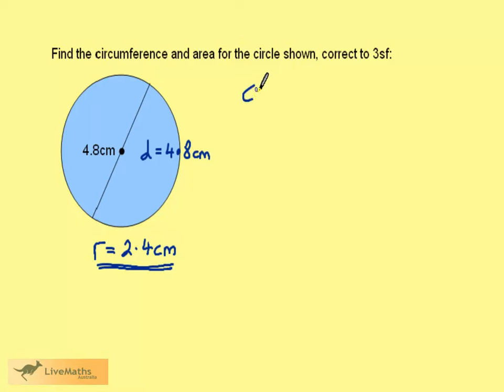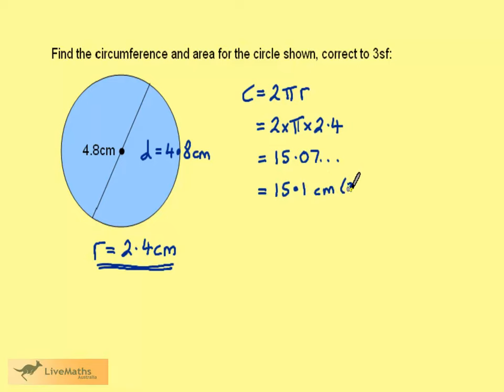The circumference of a circle is given by the formula 2 times pi times the radius. So we have 2 times pi times 2.4. Calculating this gives us 15.07 and so on, which is 15.1 centimeters, correct to 3 significant figures.